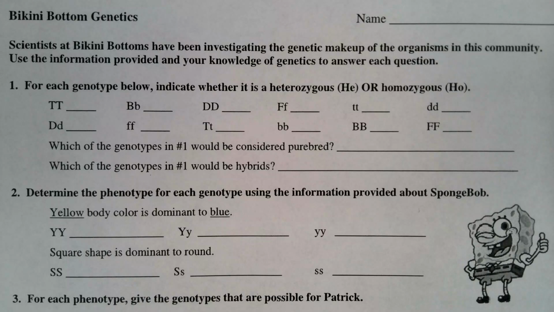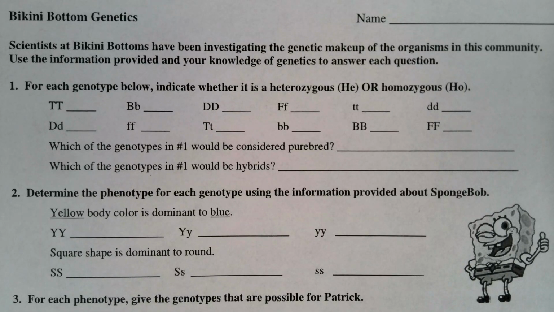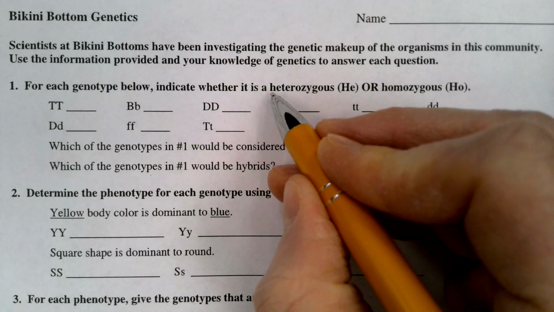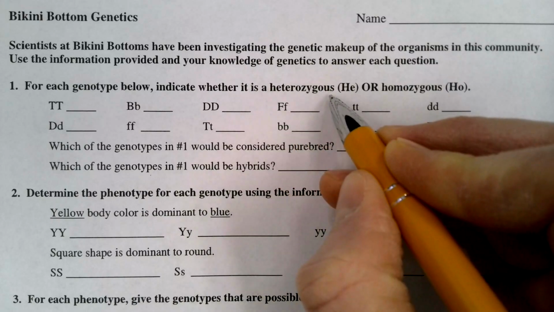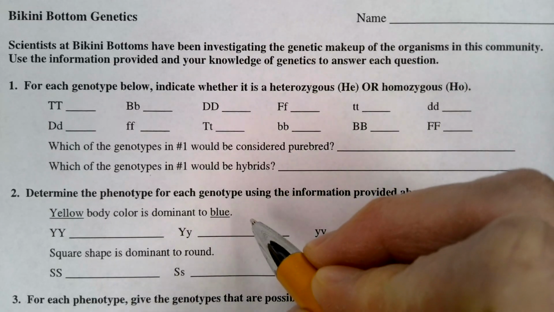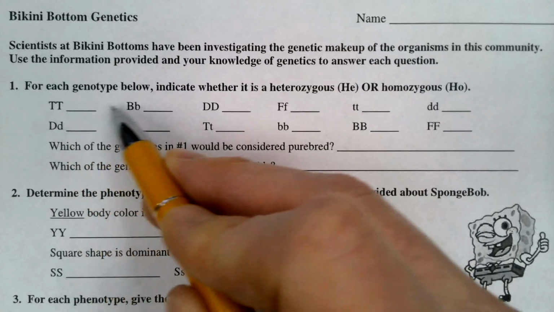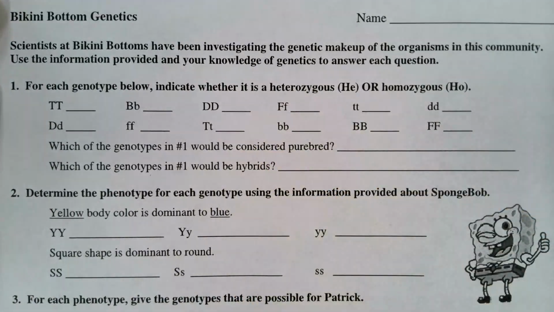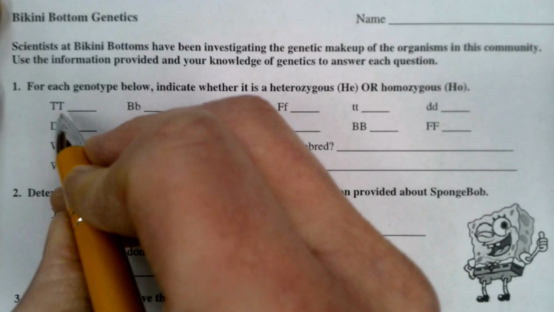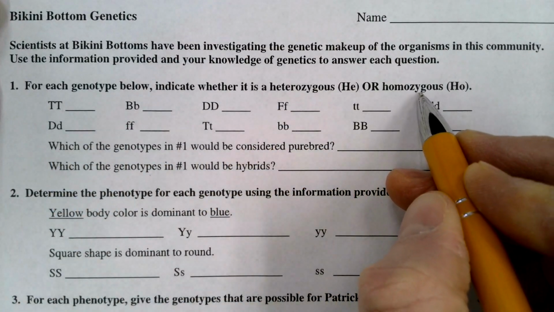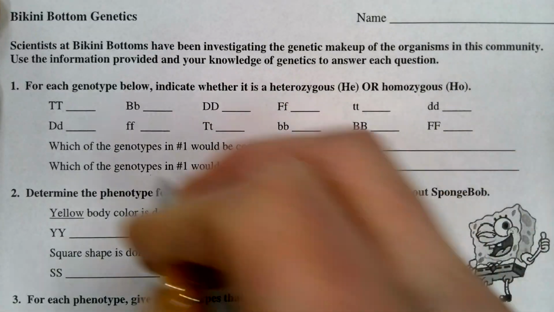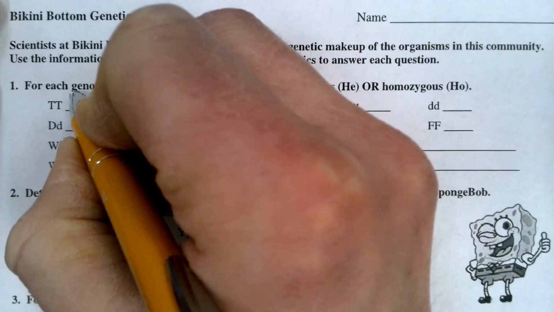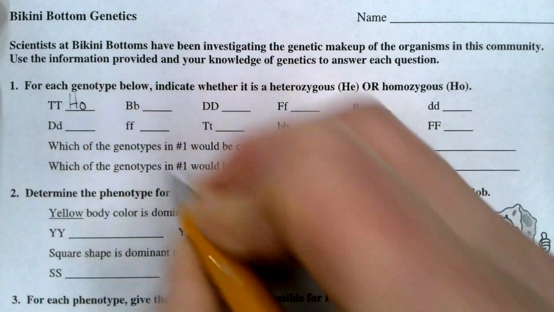Before we can do that, we first need to review some different terms. First one here being heterozygous, which means different. Homozygous, which means the same. Each one of these sets of letters represents a genotype, the genetic makeup of the alleles for a certain trait. Right here where you've got capital T, capital T, that is homozygous because they're the same. As the instructions indicate, we'll put an HO by that one.